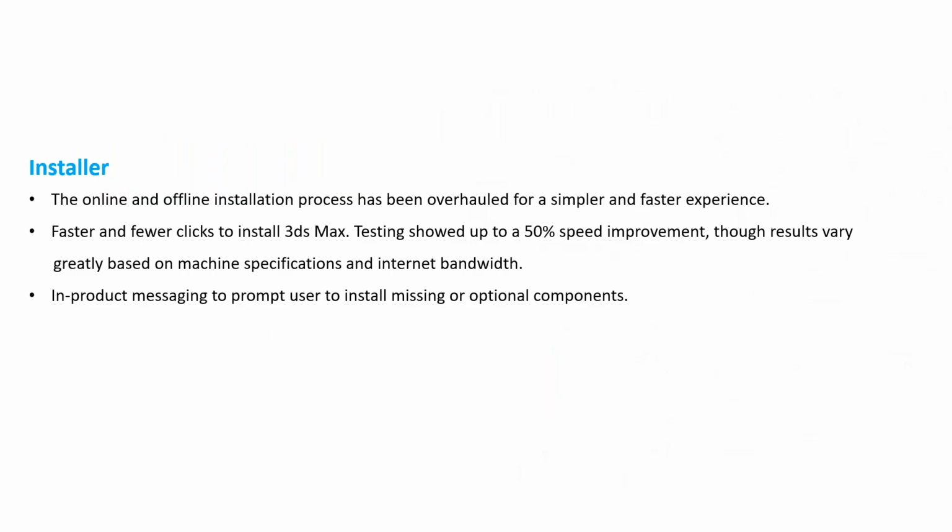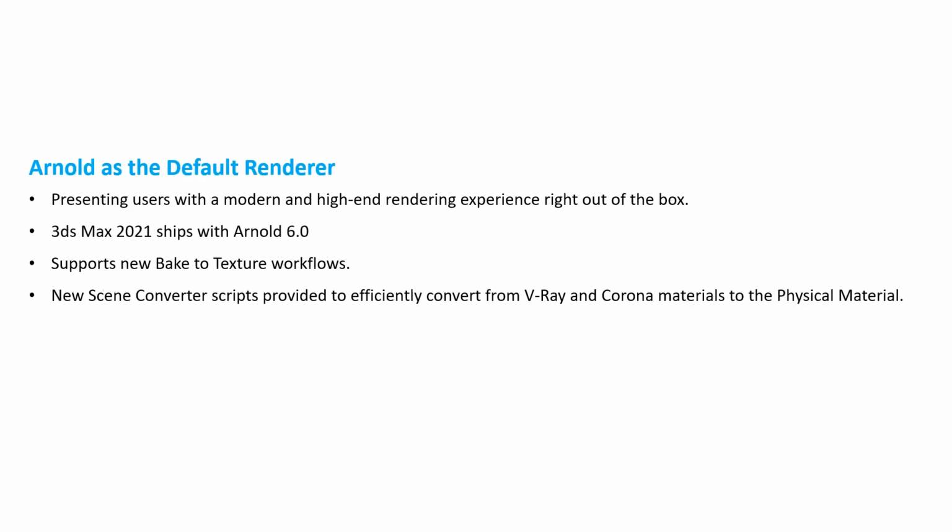Installer, of course, if any one of you guys have installed 3ds Max 2021, you will see much difference in it, because it's much more simplified and a faster experience. You don't have to click too many buttons to install. The testing shows up like 50% faster, and the results vary greatly based on the machine specification and internet bandwidth. But in product messaging to prompt users and install missing or optional components, everything is much faster than what it used to be in the previous versions, which is a great thing to have.